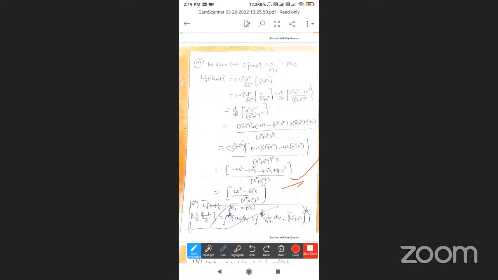Here, 4s cube minus 2s cube gives plus 2s cube, minus 2a square minus 4a square, minus 6a square s, by (s square plus a square) whole cube. So (s square plus a square) is a whole cube.